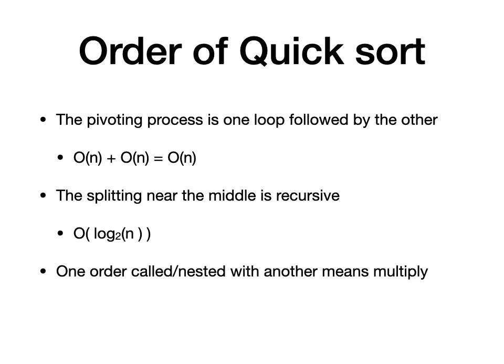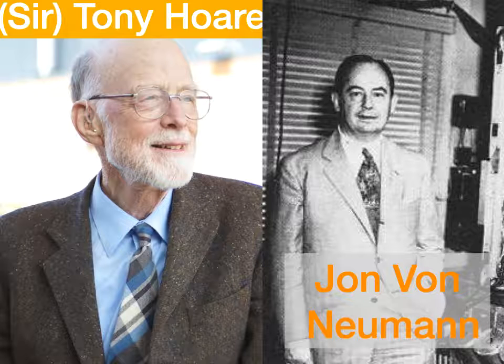Now, the pivot process is called by the splitting process. Because one is nested inside the other, it means we multiply them together. So that means we end up with n log n. Yes, just like the merge sort. So both algorithms happen in the same order of time.